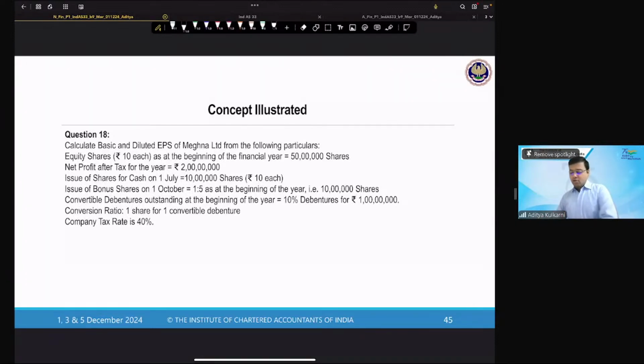Calculate basic and diluted EPS of Meghna Limited from the following particulars. Equity shares at the beginning of the year, 50 lakh shares. Net profit after tax for the year, rupees 2 crores. Issue of shares for cash on 1st July, 10 lakh shares. Issue of bonus shares on 1st October, 1:5 as at the beginning of the year. That is 10 lakh shares. Convertible debentures outstanding at the beginning of the year, 10% debentures for rupees 1 crore. Conversion ratio, 1 share for 1 convertible debenture. Company tax rate is 40%.